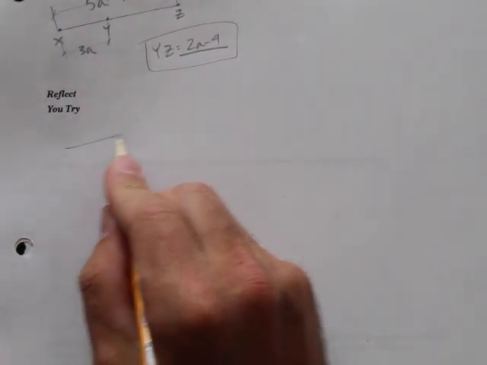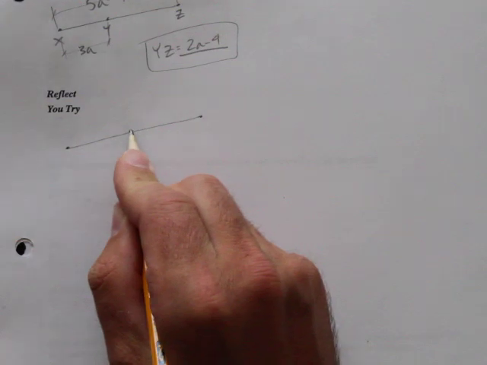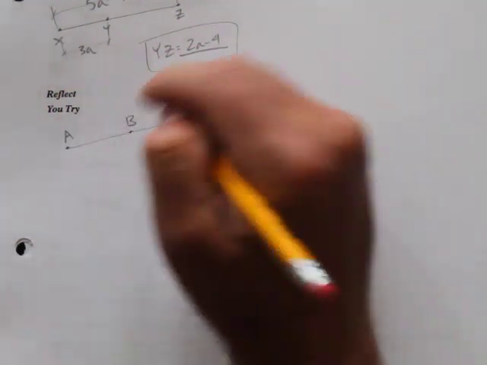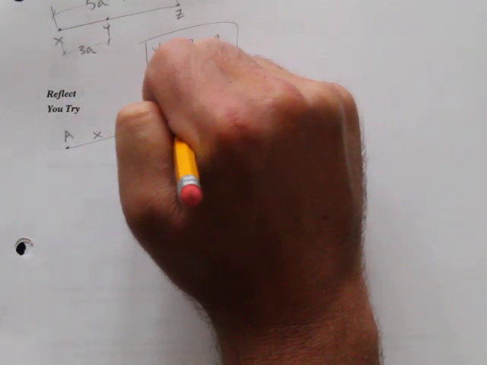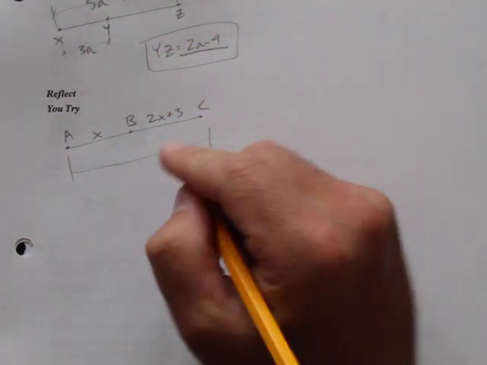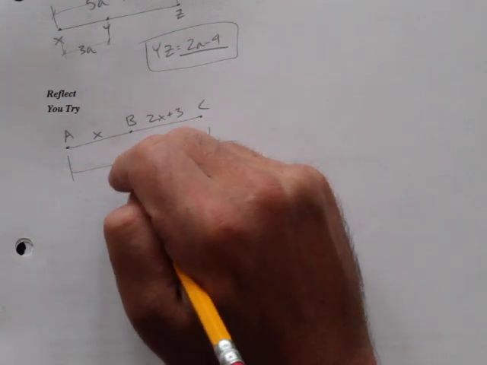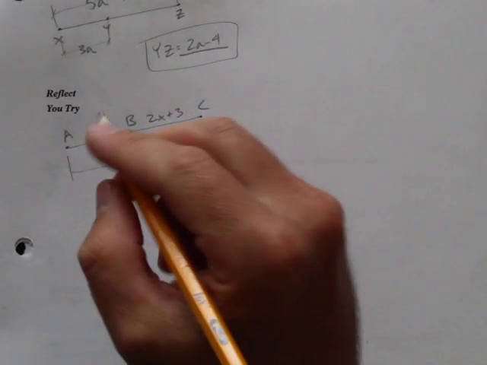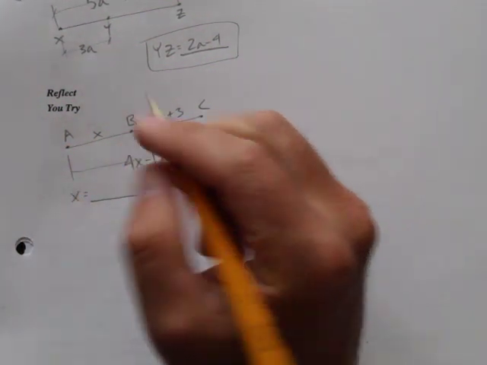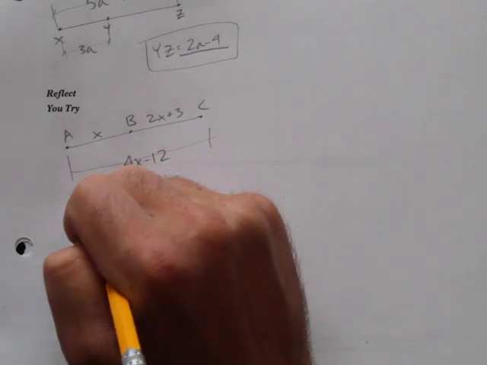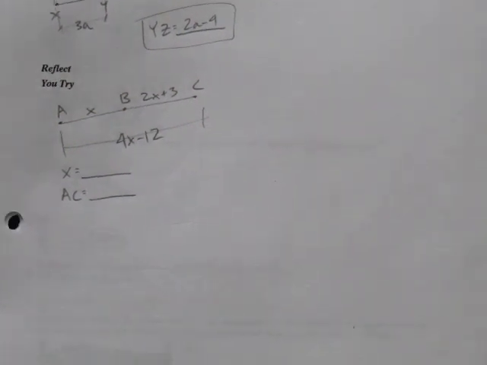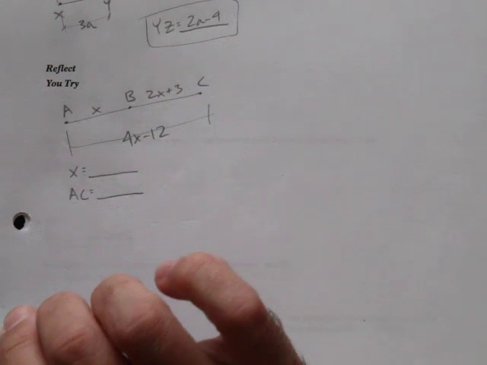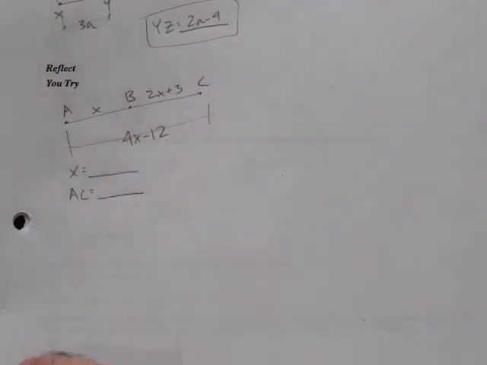Okay, here we go. We've got 3 collinear points, A, B, C. AB is X, BC is 2X plus 3, and AC is 4X minus 12. Okay, I want to know what X equals, and I want to know what AC equals. So you're going to want to find X first, and then find what AC is. So I'm going to pause and let you stew over this and see what you can figure out, and then we'll come back and discuss it and then do the problem. So pause here and try to figure this out.